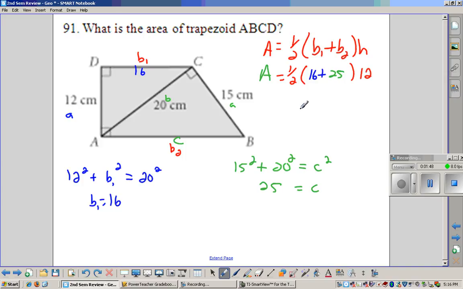So you can put it all in, add it up, multiply. Get an answer of, let's see here, we get an area of 246 centimeters squared.